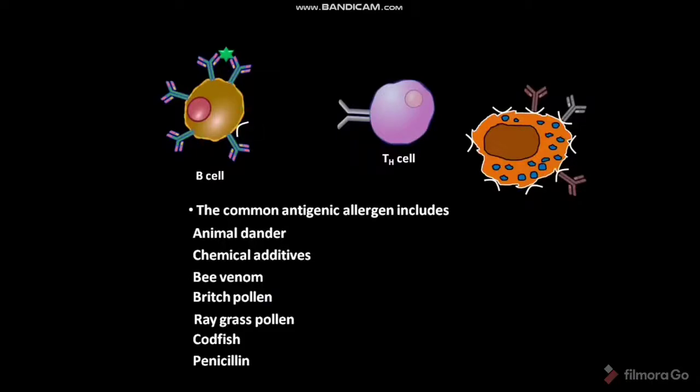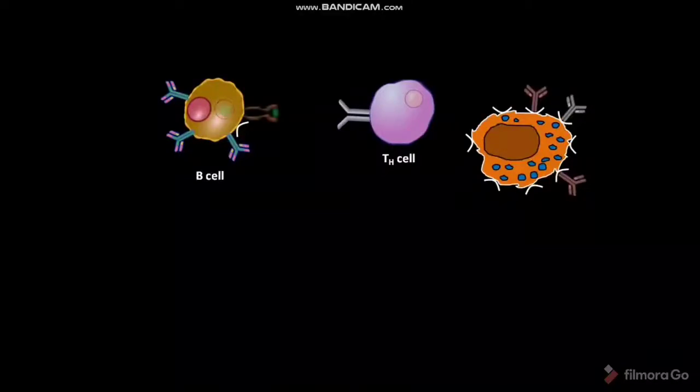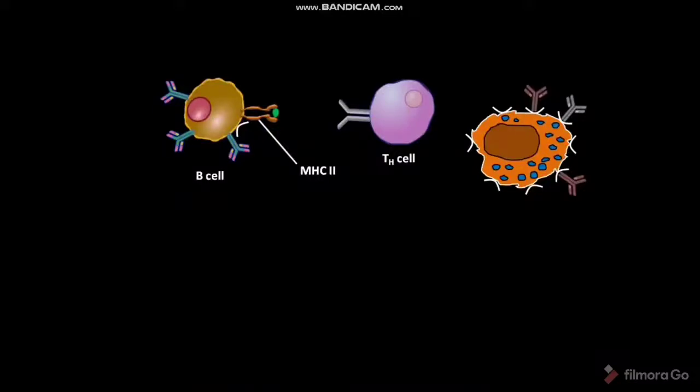During the type 1 hypersensitivity reaction, the allergen-antibody complex on the surface of the B cell is taken up, processed, and presented on a class II MHC molecule to the helper T cell, or Th cell. Here, the B cell presents the antigen to the Th cell.